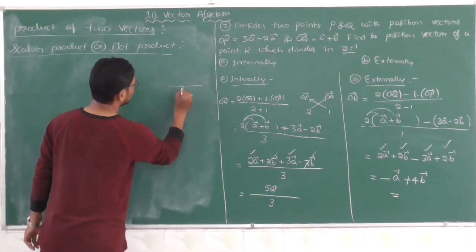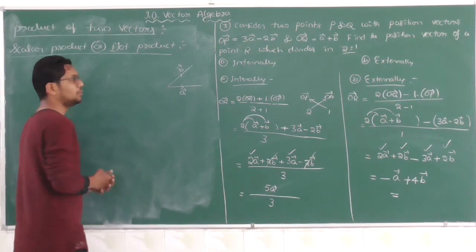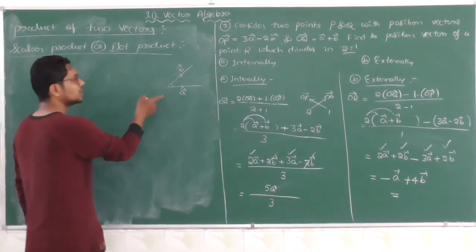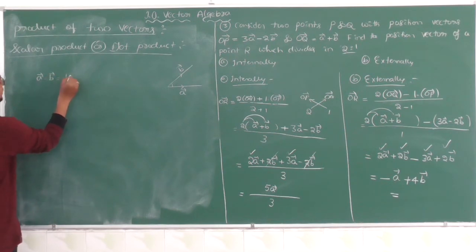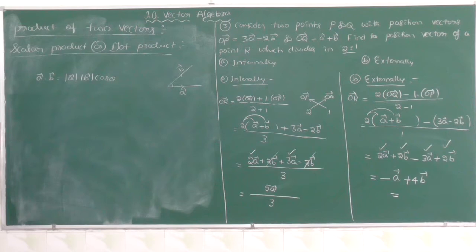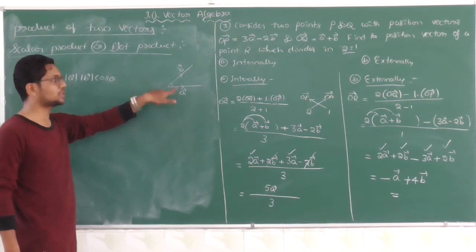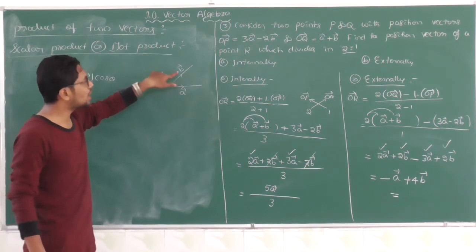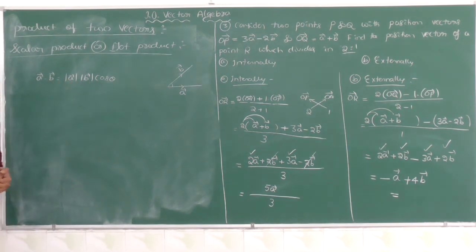Let A vector and B vector be any two vectors, then the scalar product of A vector and B vector is defined as A dot B equals magnitude of A, magnitude of B into cos theta. It is called the scalar or dot product of two vectors.